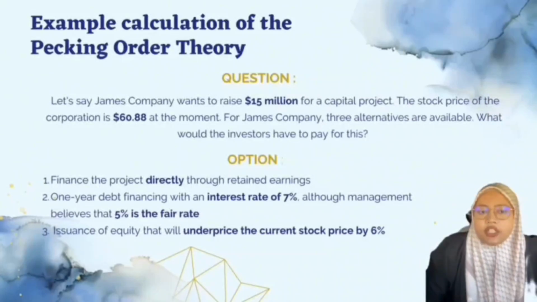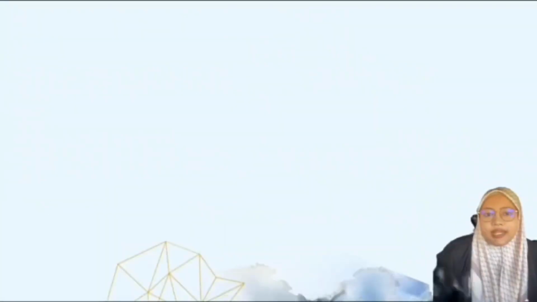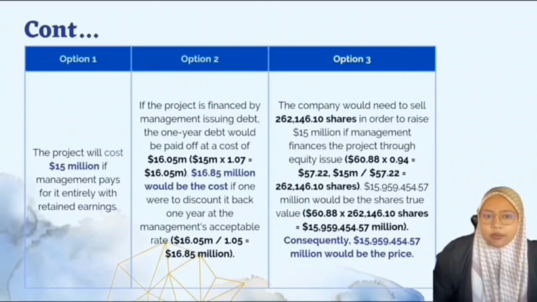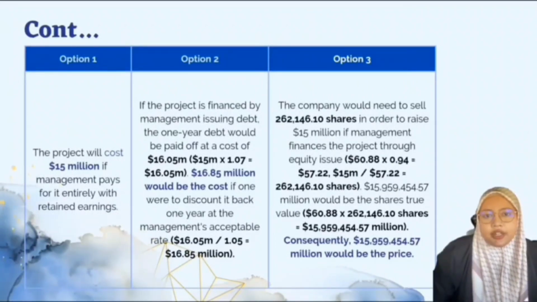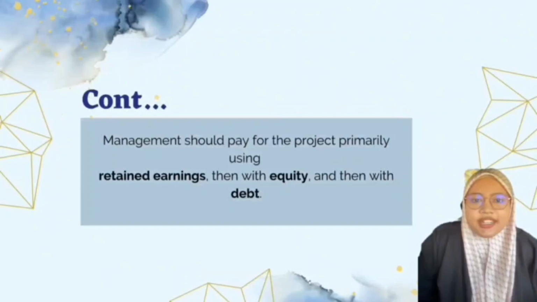Let's look at the calculation one by one. This is the calculation method for each option. Each option has a different calculation method. Through these three options, investors will be able to draw conclusions about this theory. The conclusion that the company can make through these three options is that management should pay for the project primarily using retained earnings, then with equity, and then with debt.